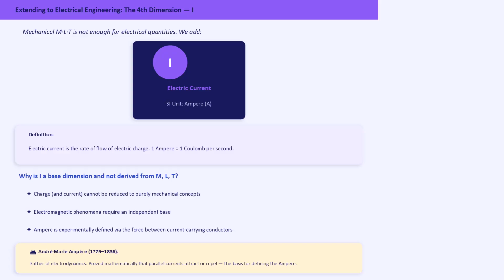The ampere is named after André-Marie Ampère, a French physicist who lived from 1775 to 1836. Ampère was the first to prove mathematically that parallel wires carrying current attract or repel each other, the very phenomenon used to define the ampere. He is called the father of electrodynamics, and his name for the unit of current is well deserved.